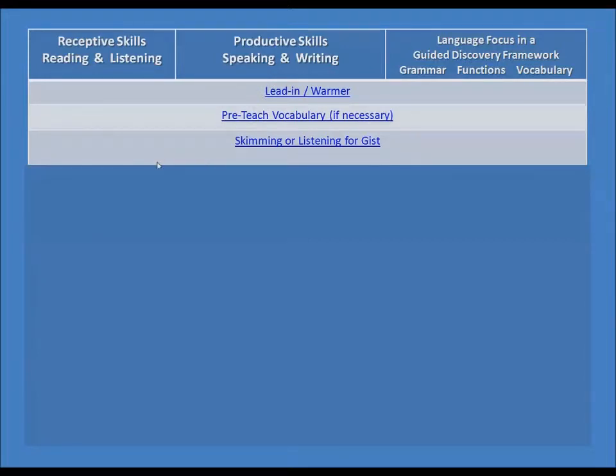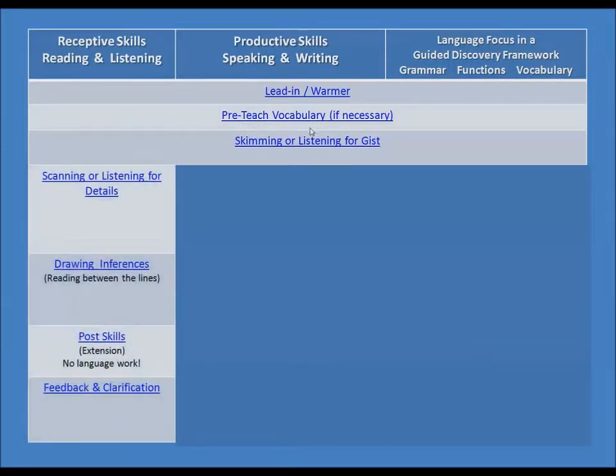Now, let's just very briefly review the stages of our receptive skills lesson. So we would, after doing some general comprehension work, go into scanning or listening for details, so deeper into the text. After this, we would be looking at drawing inferences, or reading between the lines. Obviously, this is not always possible. Not all texts allow it. So it is if possible.